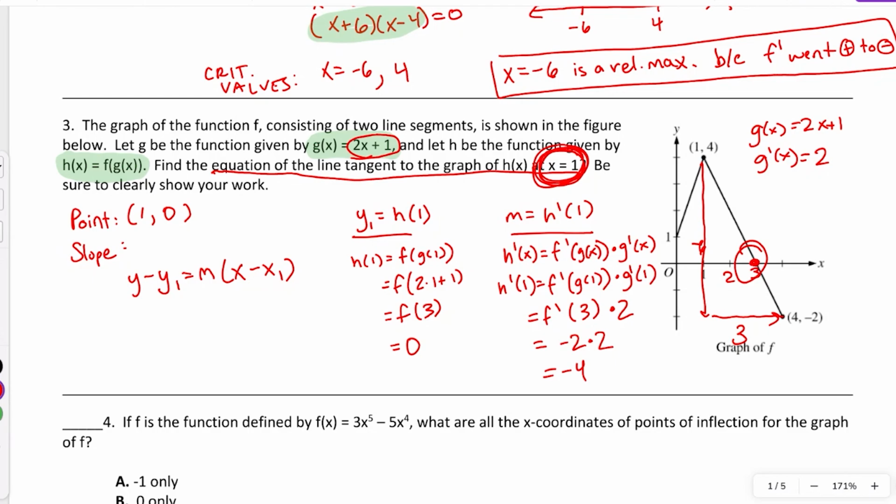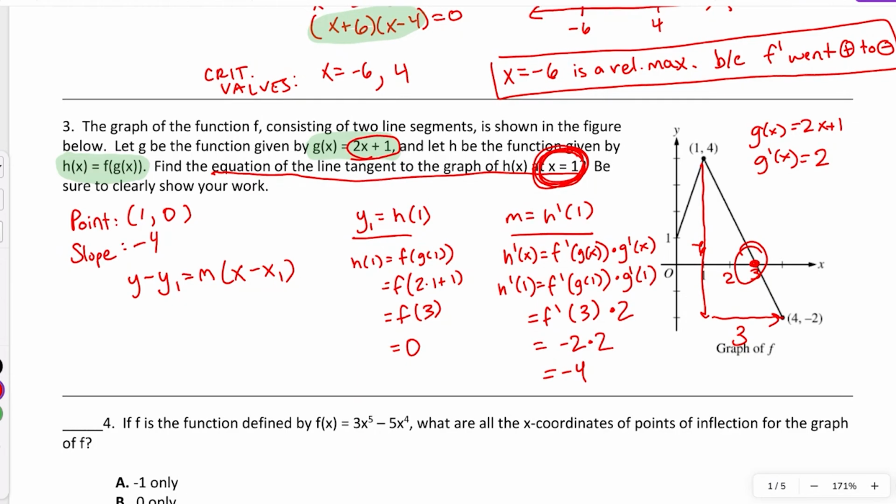Okay, so my slope is negative 4, and now I can plug everything I need into this equation. Y minus 0, and you don't really necessarily need the 0, but I'm going to leave it there just so that I can stay consistent on my templating, equals negative 4 times x minus 1. And there's your equation.